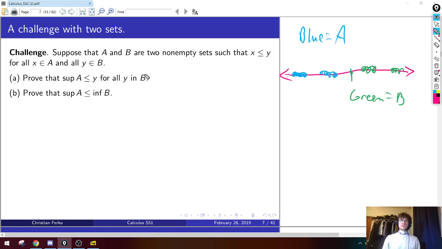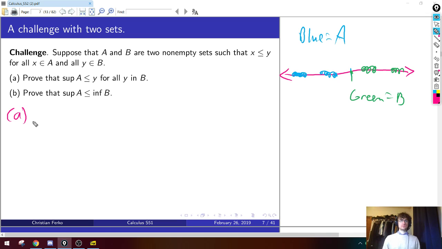Good. If that's true, can we prove that the supremum of A is less than or equal to y whenever y is an element of B? So how could we prove that? I feel like this is another proof by contradiction. I think we could do this one directly, just from the definition of supremum. Okay.